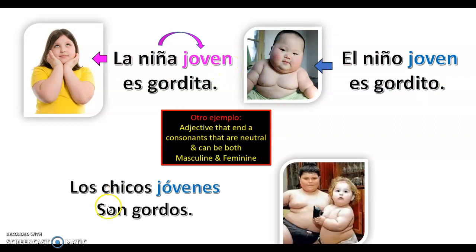To pluralize it, you add es. Los chicos jóvenes son gordos. Now, even if these were both girls and you would say las chicas, you'd still say jóvenes. Las chicas jóvenes son gordas.